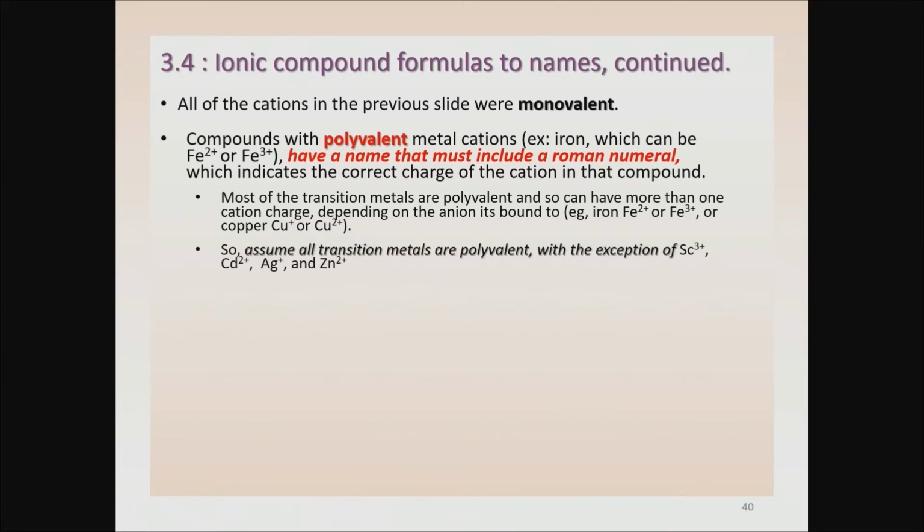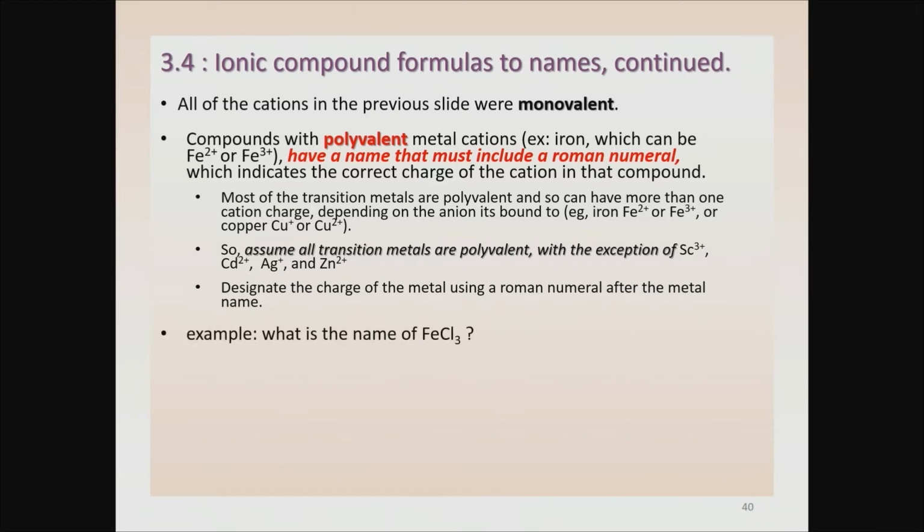But what you should do for this class is assume that all transition metals are polyvalent with the exception of the four following monovalent metal cations, which are Sc3+, Cd2+, Ag+, and Zn2+. They can only have those charge states that you see. And again, if your metal in the formula is polyvalent, you're going to have to figure out what the charge of that metal is and then include that in the Roman numeral of the name.